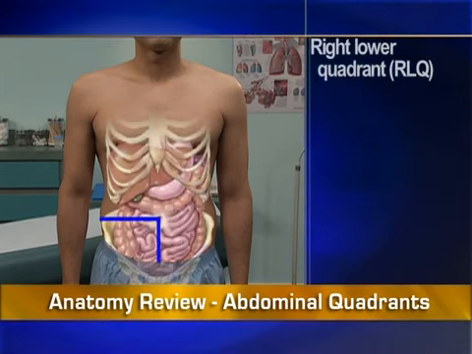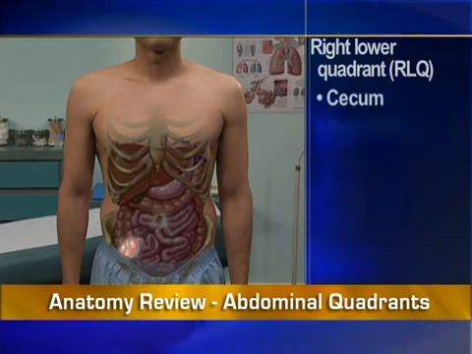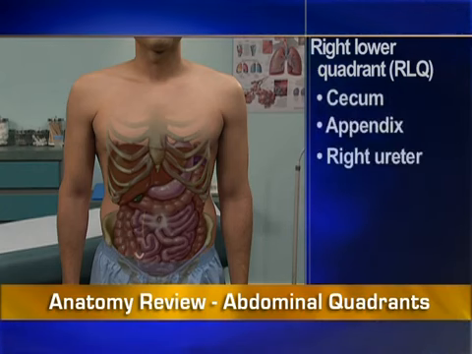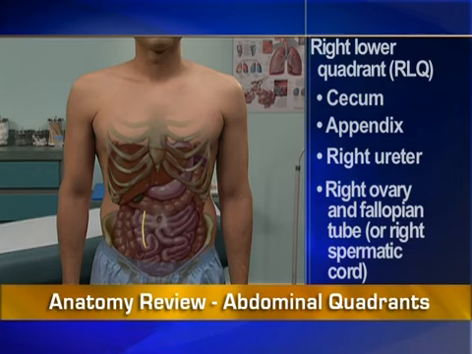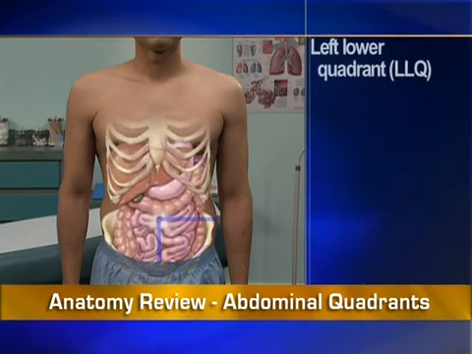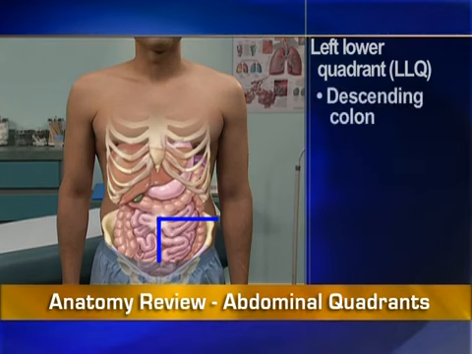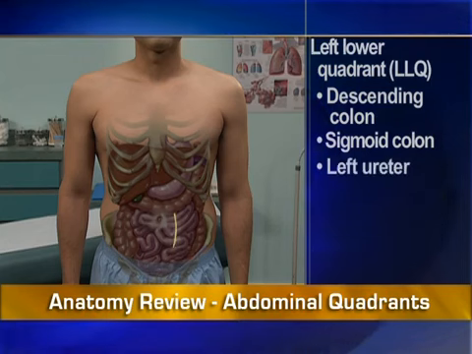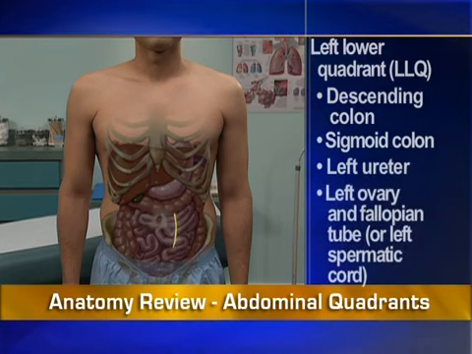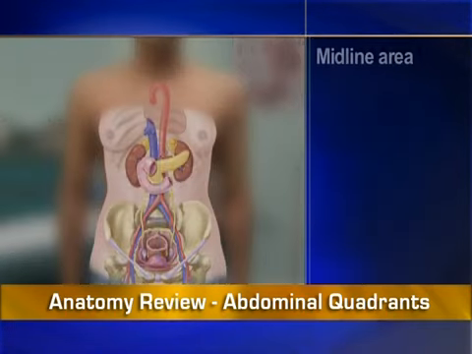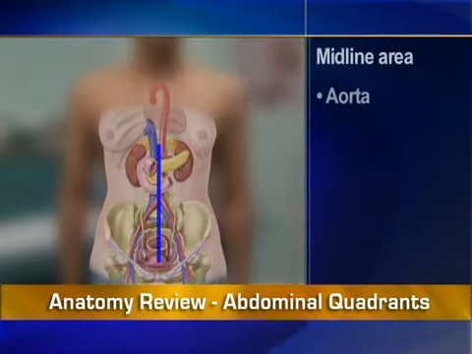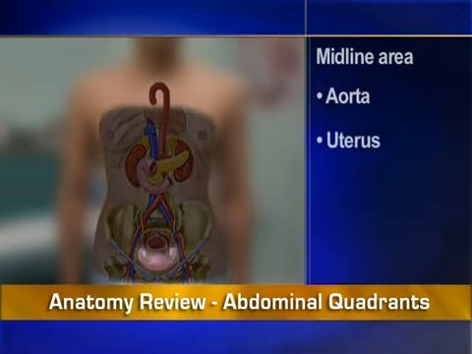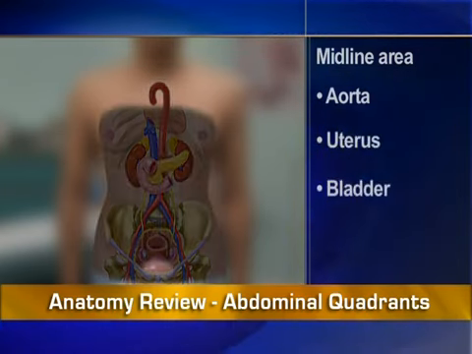The right lower quadrant contains the cecum, appendix, right ureter, and right ovary and fallopian tube, or right spermatic cord. The left lower quadrant contains part of the descending colon, sigmoid colon, left ureter, and left ovary and fallopian tube, or left spermatic cord. Midline structures include the aorta, uterus if enlarged, and bladder if distended.